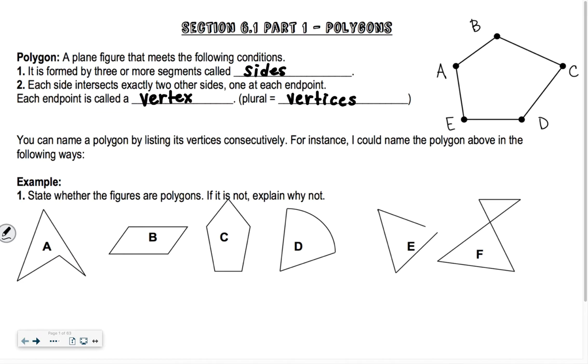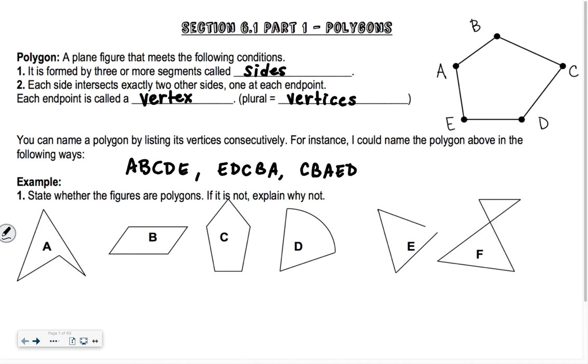All right, so you can name a polygon by listing its vertices consecutively. So for instance, I could name the polygon above A, B, C, D, E. Or I could call it E, D, C, B, A. Or I could start with any of those vertices. So I could start with C, B, A, E, D. Those would all be names of that polygon.